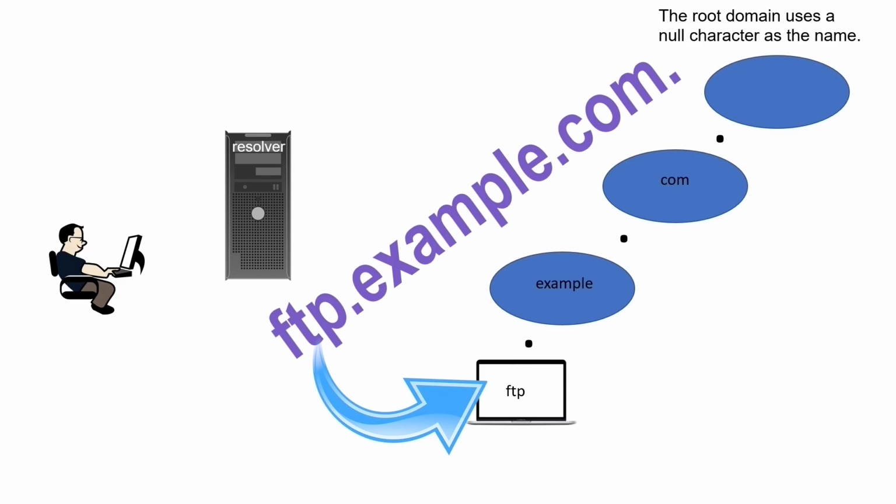In this name, FTP is the resource name. It is the child of the example domain. The example domain is the child of the CNAME domain. The CNAME domain is the child of the root domain.